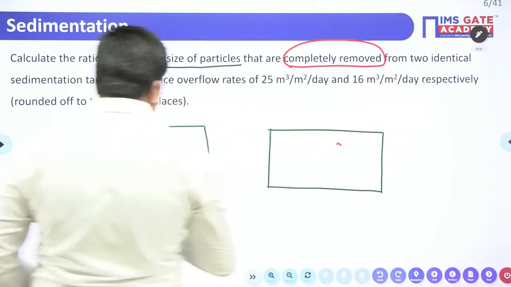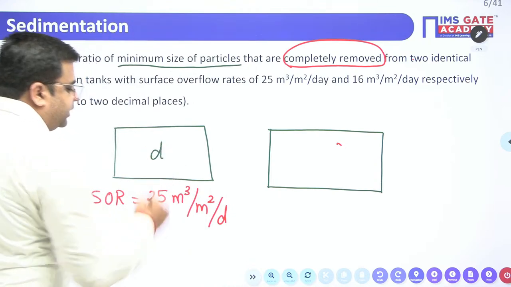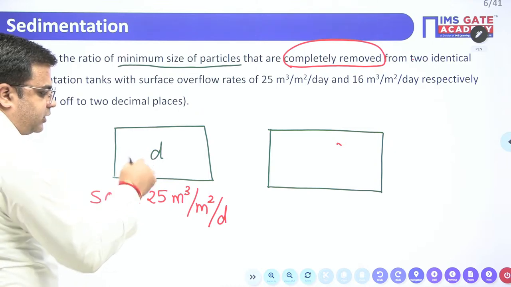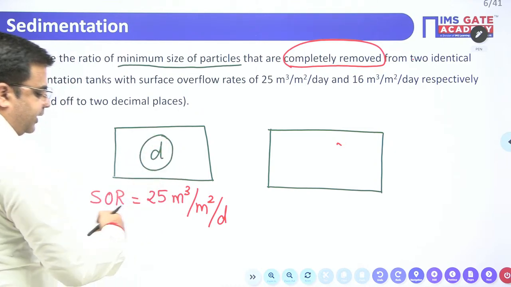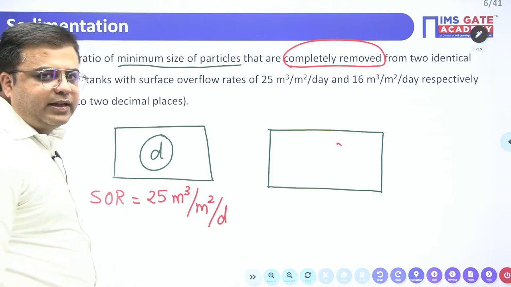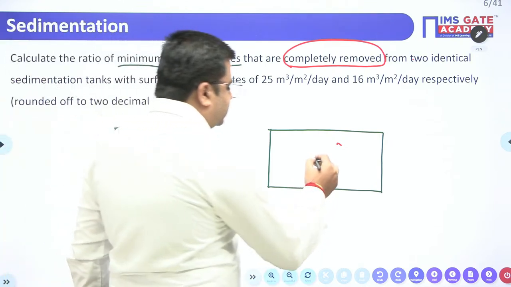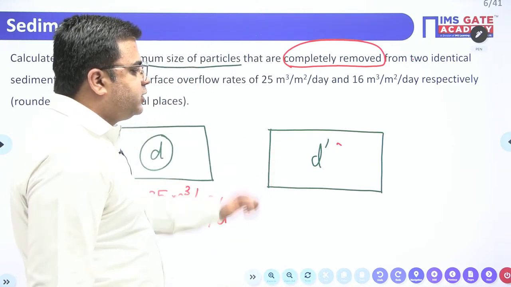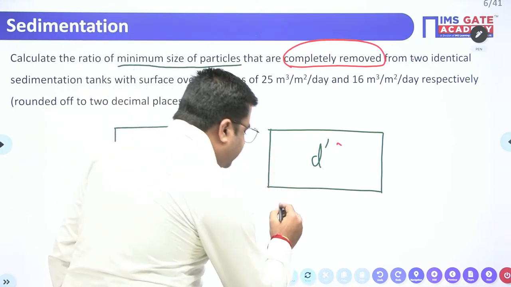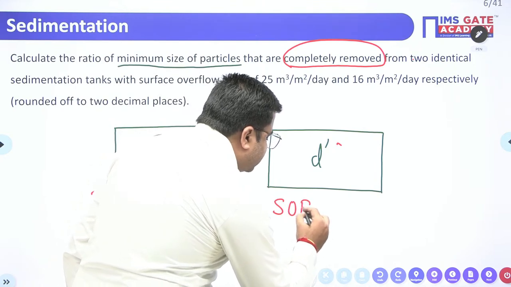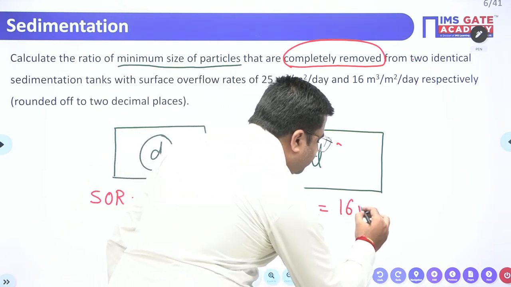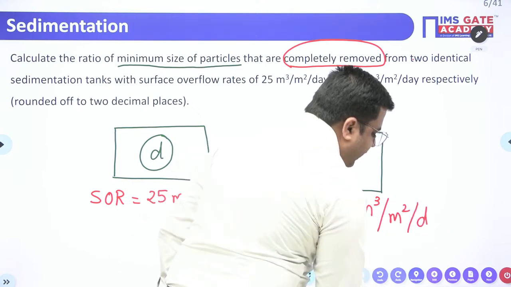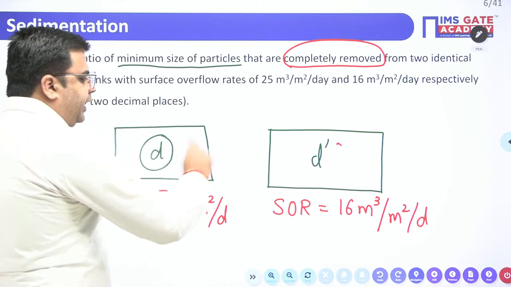If I say this D is the concerned size of the particle for which our tank is designed, then the settling velocity of this concerned size of the particle is given as 25 meter cube per meter square per day. Similarly, if the concerned size of the particle for the second sedimentation tank is D dash, the surface overflow rate for D dash is given as 16 meter cube per meter square per day. You need to calculate the ratio of D to D dash.